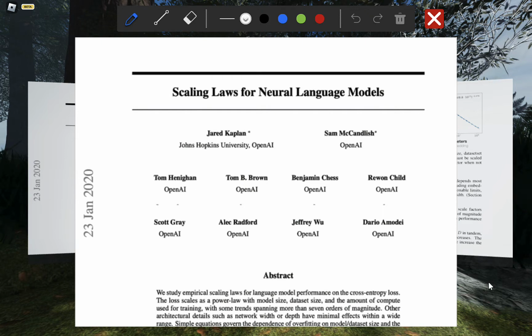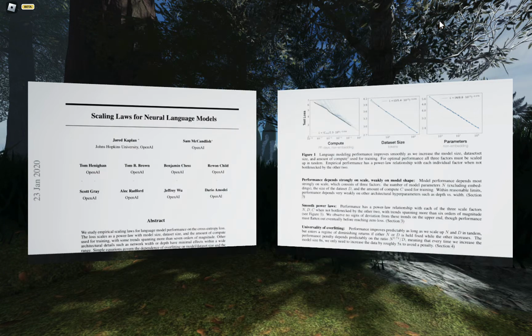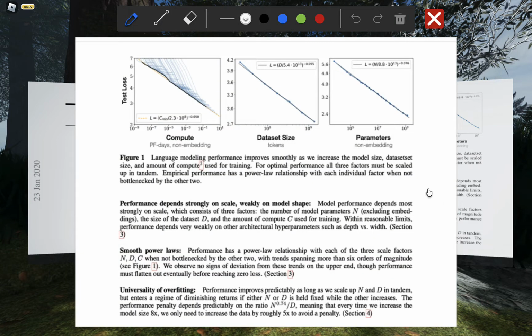But it was in this follow-up paper that they published much more complete results, where they trained the models at many different scales of compute, that is training time, dataset size, and model size, and tried to come up with an empirical formula which described the results of doing that.